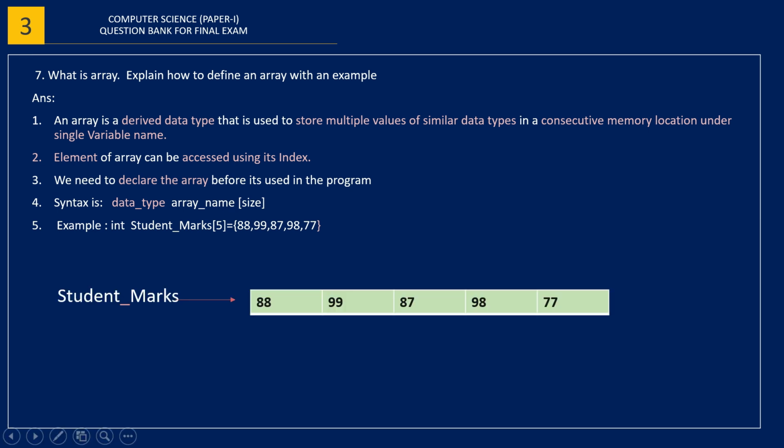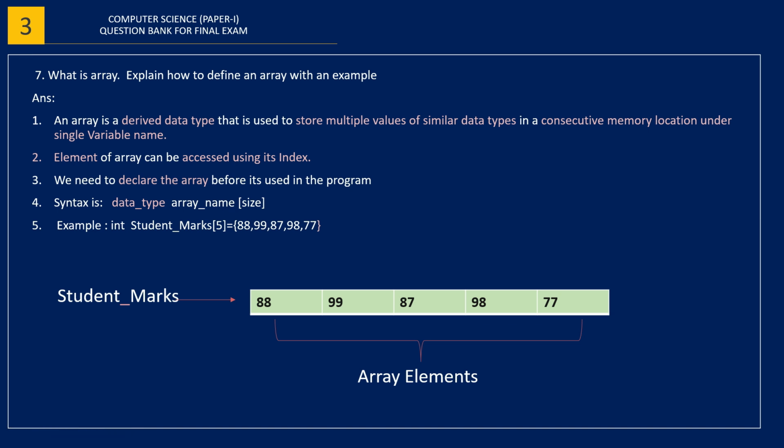Okay, so we have said consecutive memory locations under a single variable name. So we now know that studentMarks is a single variable name, and the size of the array is 5, and consecutive memory locations, you can see I have shown here 88, 99, 87, 98 and 77. These are the values stored in consecutive memory locations with the single variable name studentMarks. Now the second point is elements of an array can be accessed using the index. Okay, so all these are called elements. These all are the array elements. How many elements are there in the array? 1, 2, 3, 4, 5. So 5 elements in the array.